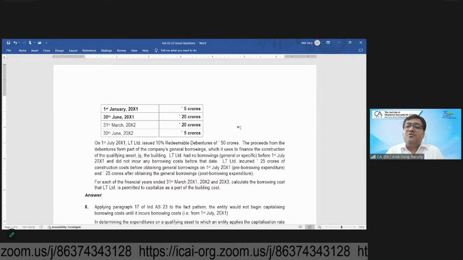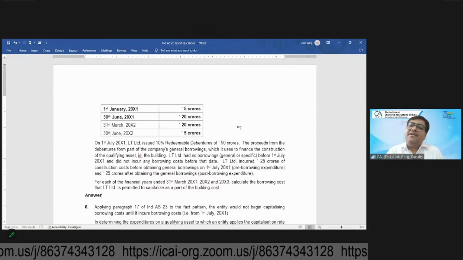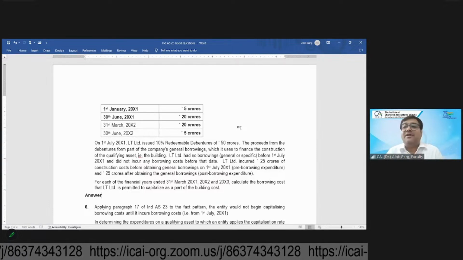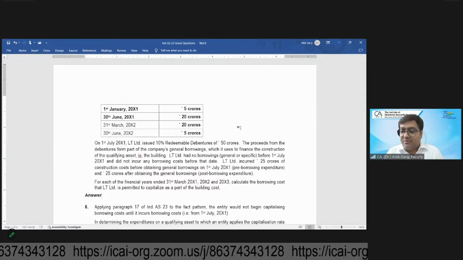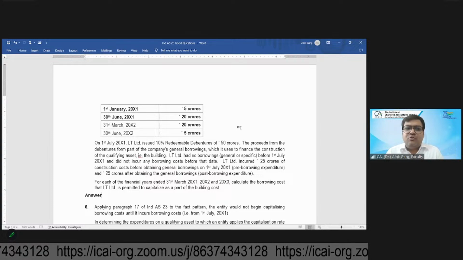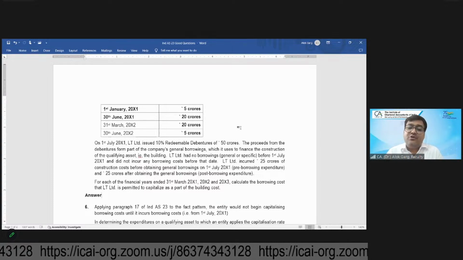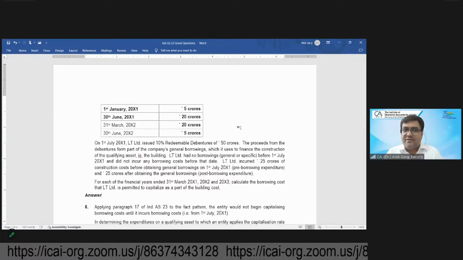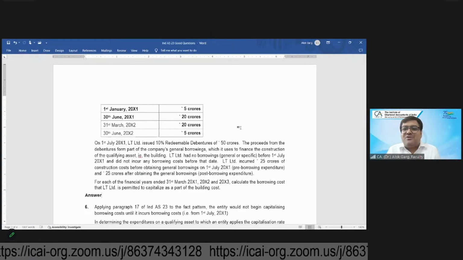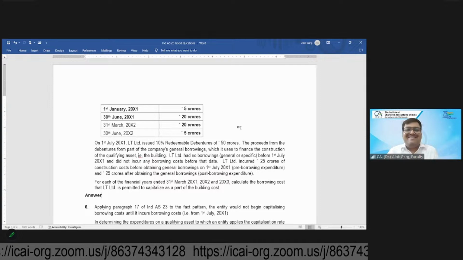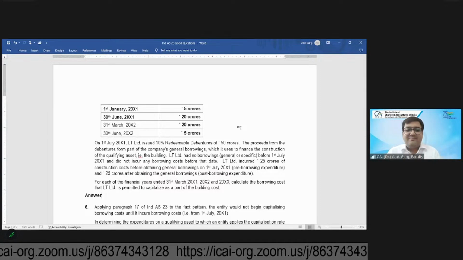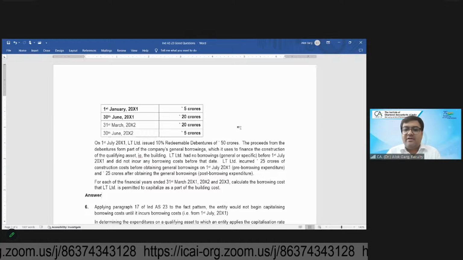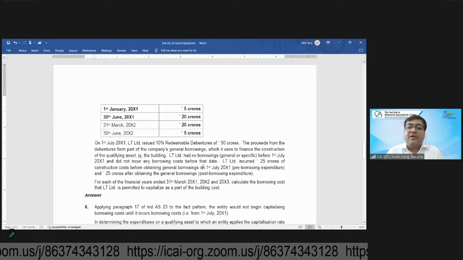On 31st March 20x1, the expenditure on the asset has been incurred and the construction activity was started, but the borrowing has not been incurred. So do we capitalize any amount for the year ending 31st March 20x1? If the actual interest was not there, how can I capitalize? Correct? So on 31st March 20x1, it is quite clear that you are not required to do anything.